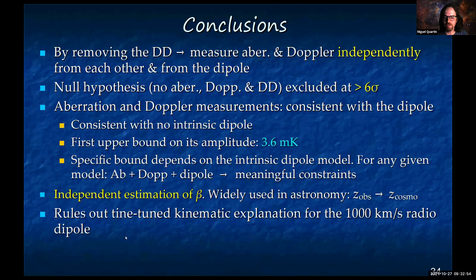And finally, this kind of result is still not very highly significant, but it rules out some fine-tuned kinematic explanation for the radio dipole. Because up to now, in principle, you could have a peculiar velocity of 1,000 kilometers per second, and then an intrinsic dipole contrary to this velocity, so that overall they partially cancel and you end up with the same dipole as a result. But this is now ruled out.